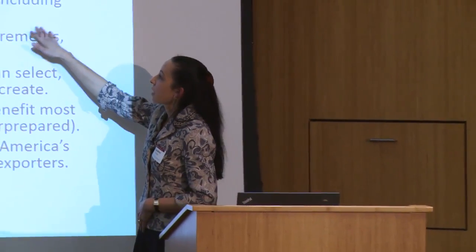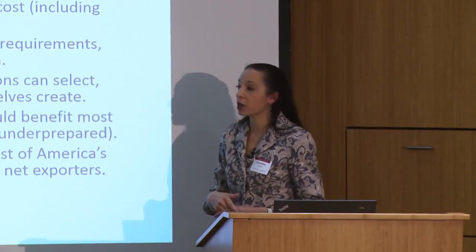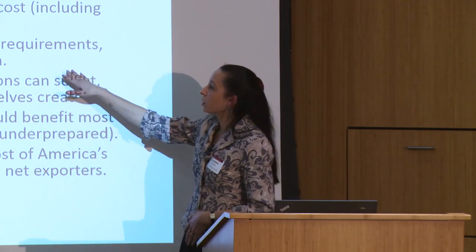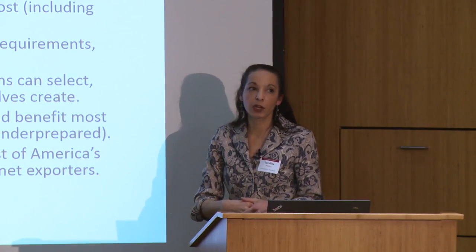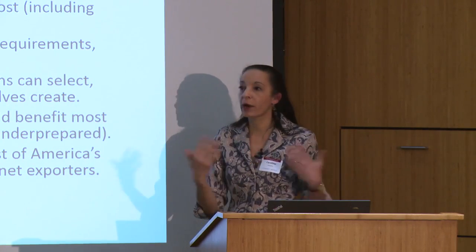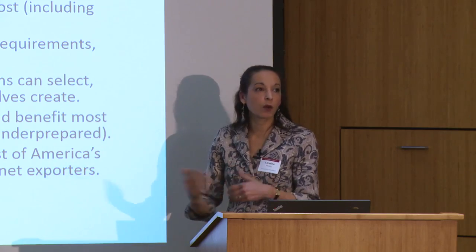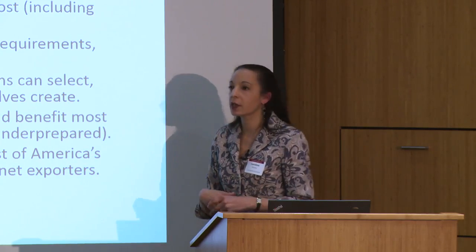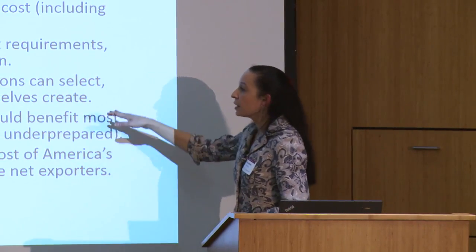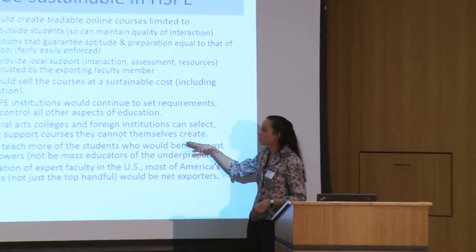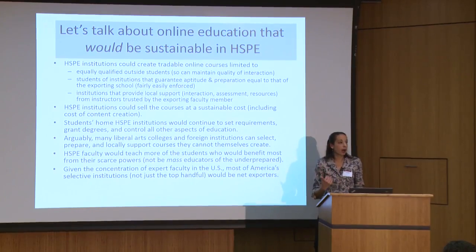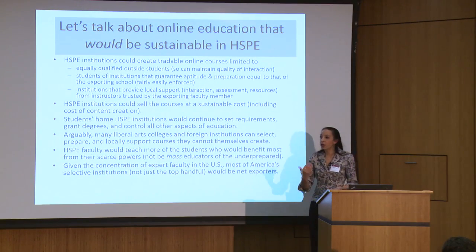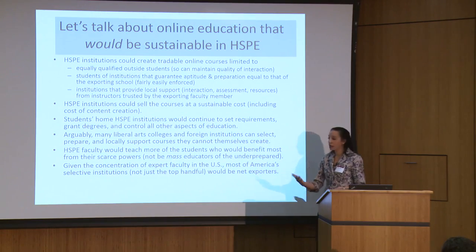We could sell the courses at a sustainable cost, which would need to include the cost of content creation. And their home institutions could continue to set the requirements, grant their degrees, and control the other aspects of their education. So we wouldn't have to worry too much about whether they were ending up with a Stanford degree or a degree from the Paris School of Economics or something else. Many liberal arts colleges and foreign institutions are capable of supporting that type of traded course, or a course that they buy, but not necessarily capable of creating the course themselves. Okay, that's very common for the top research universities.